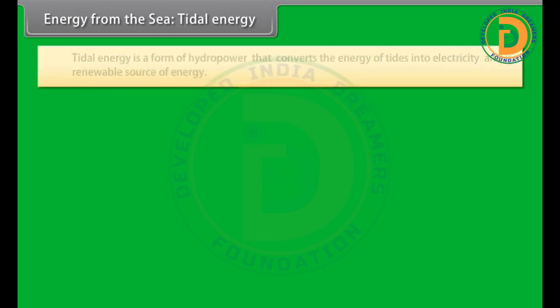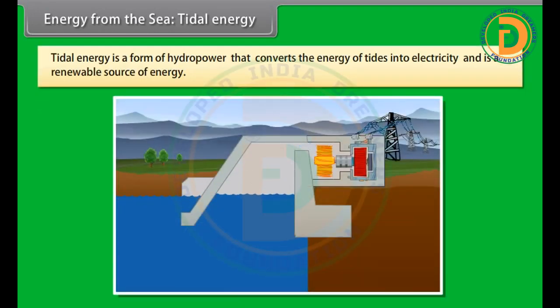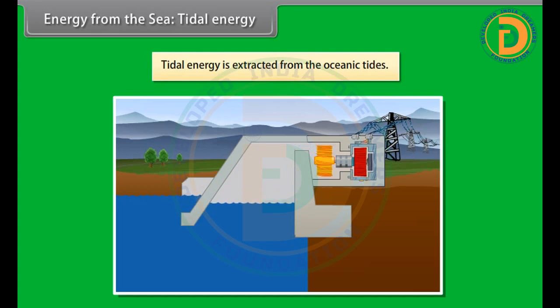Energy from the sea. Tidal energy. Tidal energy is a form of hydropower that converts the energy of tides into electricity. This is a renewable source of energy. Tidal energy is extracted from the oceanic tides. Tidal forces are periodic variations in gravitational attraction exerted by the moon.